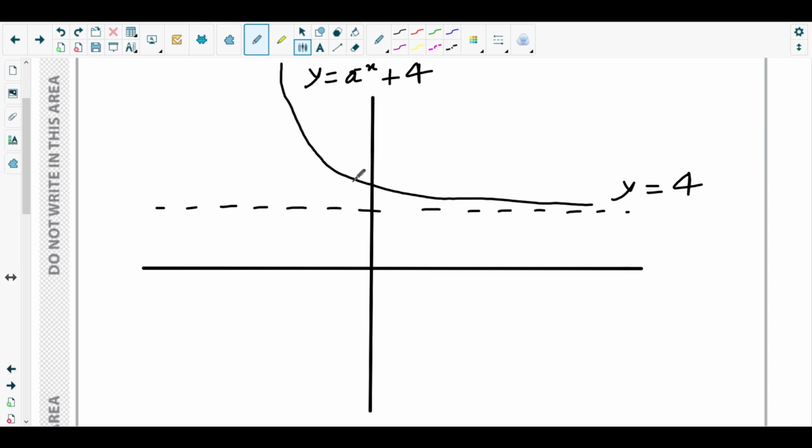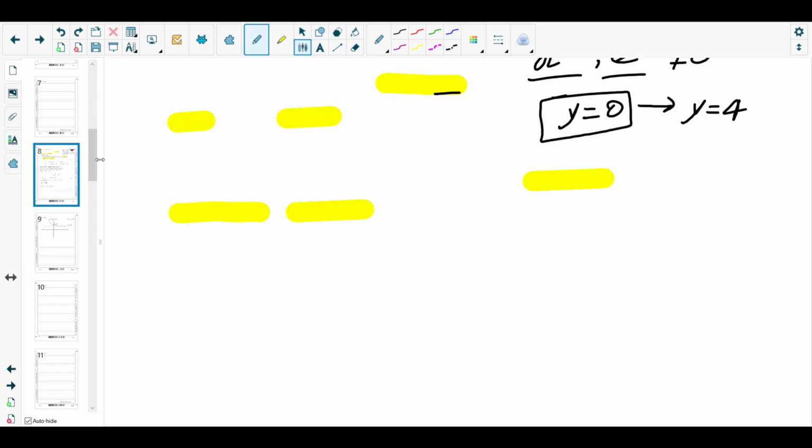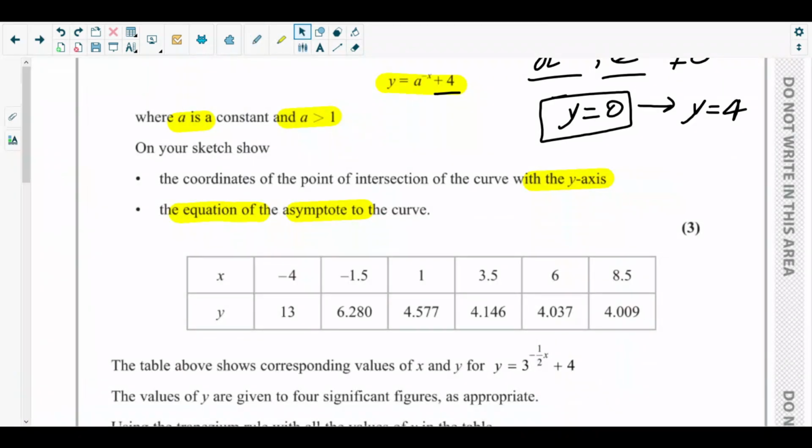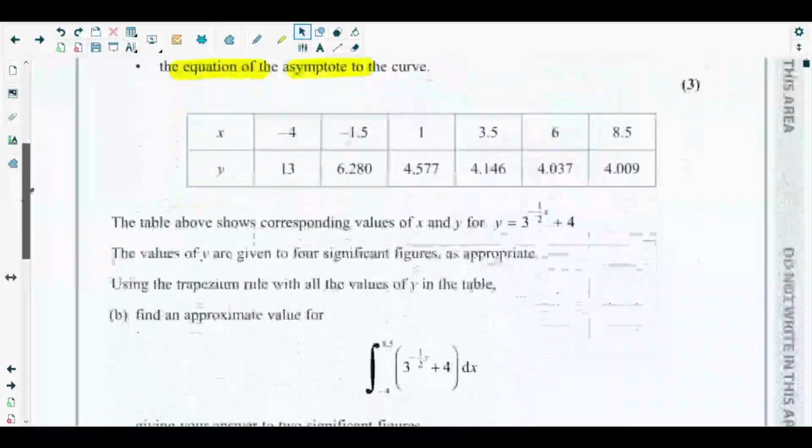Now they ask for the y-intercept. At the y-intercept the value of x is 0, so what would be the y value? A to the power 0 is 1. So 1 plus 4 is 5. So x is 0 and y is 5. That's it. This is what they wanted in part A of question number 4.